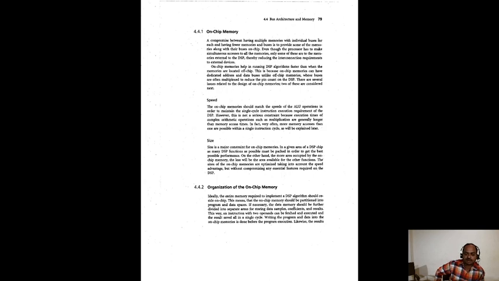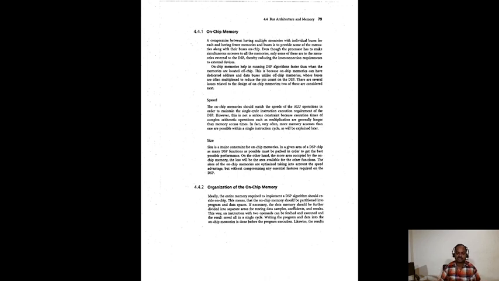Another next one, on-chip memory, is the speed. On-chip modules should match the speed of the ALU. See, if the ALU works at a different speed and the on-chip memories at a different speed, then there is a problem. So both have to work at the same speed. But this is not a serious constraint, because execution times of complex arithmetic operations such as multiplication are generally longer than memory access time. In fact, very often more than one memory access is possible within a single instruction cycle.